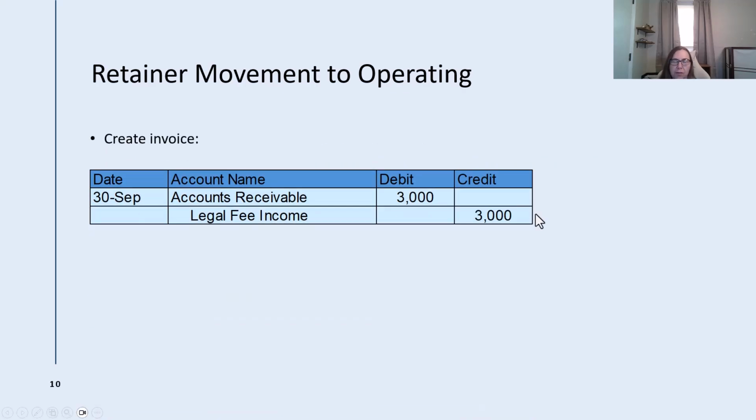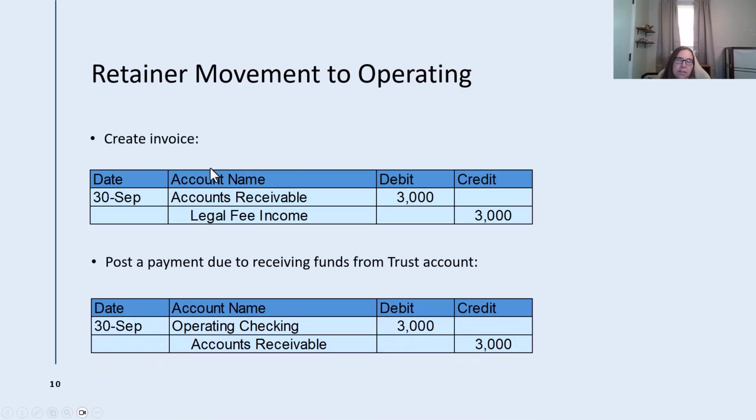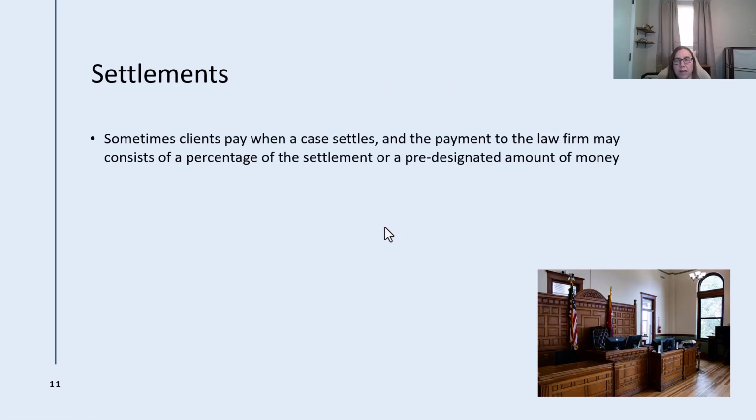And then for those of you who want to be technical, when you create the invoice, it would be a debit to accounts receivable, credit to income. And then when the payment is posted, deposited to checking, it would be a debit to checking, credit to accounts receivable. And I just also want to mention that a lot of times these invoices are created periodically, such as once a month or twice a month, and then several payments will be moved over from trust to operating at once. Now I want to talk about a different kind of case.